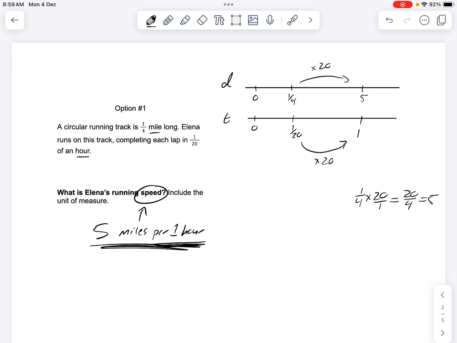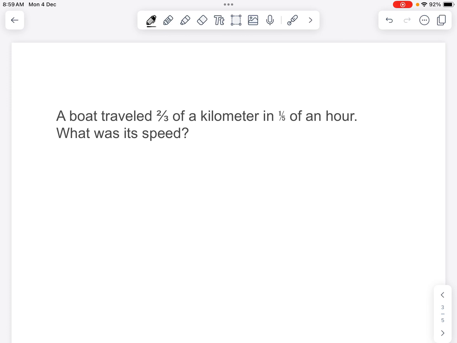Of course, we could have also done a table with distance and time, set it up at 1/4 of a mile for 1/20th of an hour, multiplied by 20 and just showed it this way as well. And that would have been fine too. Or you could have used some other method. The important thing is to show your thinking. So what I want you to do now is apply this same logic and reasoning. If you need to, you can go back and review this to answer the following question.